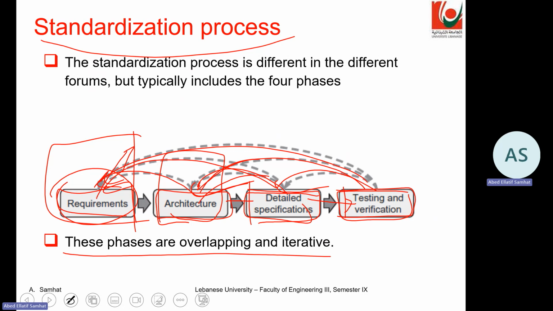So for example, as I said, you can update, you can add more requirements, you can change, and so on. Even sometimes, if you added a big requirement or something that is not easy to be done in real life, you can remove it, or you can drop it and so on. So this is typically the standardization process.